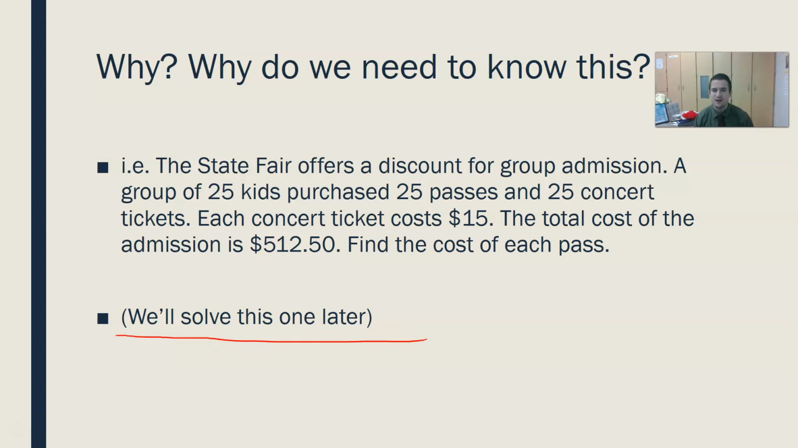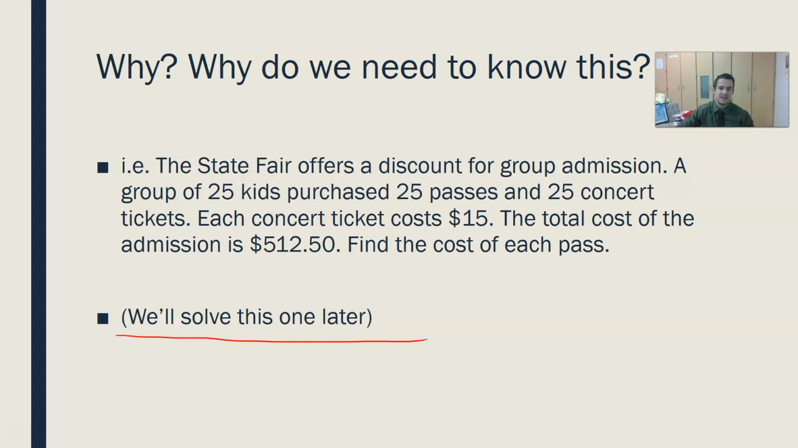It says the state fair offers a discount for group admission. A group of 25 kids purchased 25 passes and 25 concert tickets. So they bought 25 passes to the fair and 25 concert tickets. Each concert ticket costs $15. And say I'm going to pay for everybody's tickets and passes, and the total cost of admission is $512.50.